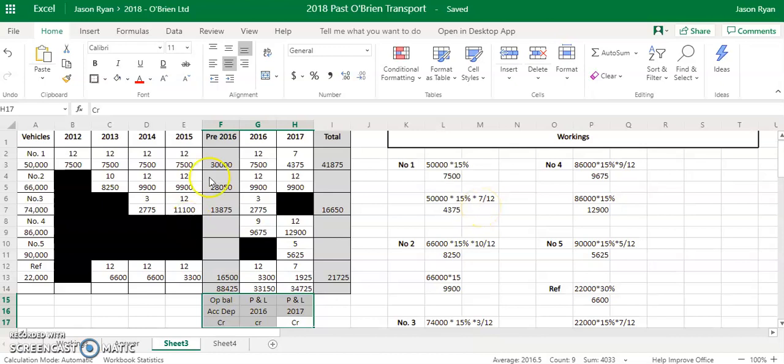Okay, in the next video then we'll transfer these figures and we'll put them into the correct T account.